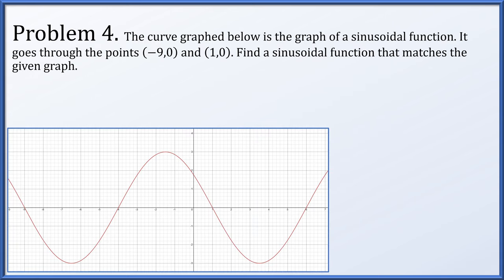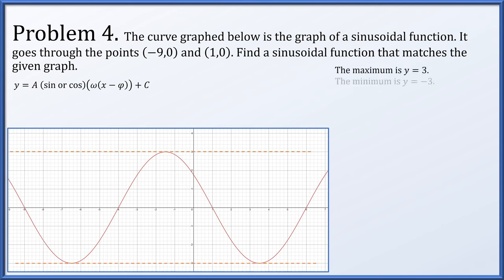In problem 4, we're given the graph of a function. It's a sinusoidal function. It goes through the points negative 9, 0, and 1, 0, and we need to find a function that matches the given graph. So we're looking for a times either a sine or a cosine of omega times the quantity x minus phi, plus c. The maximum value of this function is y equals 3, the minimum is negative 3, which means the median is the average, which is 0, so we've solved that c must be 0.